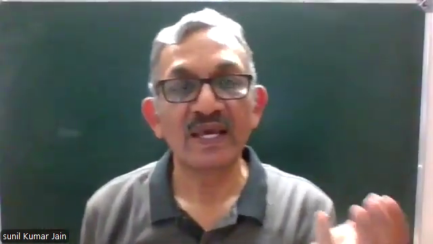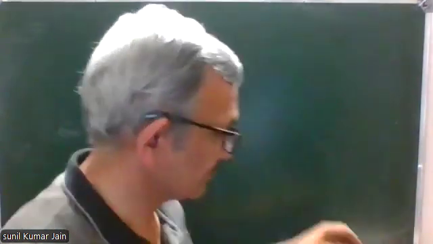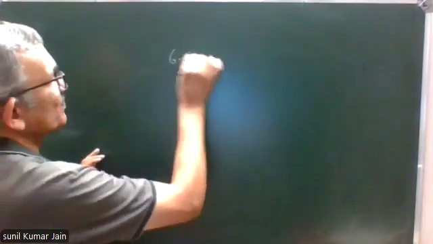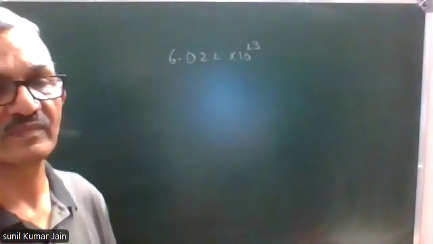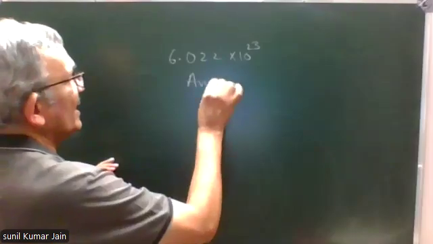Mole is defined as the amount of substance which contains as many particles, and when I say particles, it may be atoms or molecules, as the number of atoms present in 12 grams of C12 isotope. The value of this number is 6.022 into 10 to the power 23, which is called Avogadro's number.